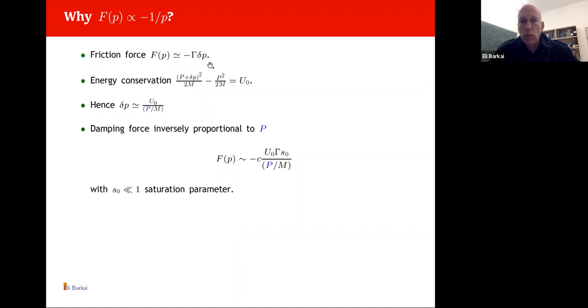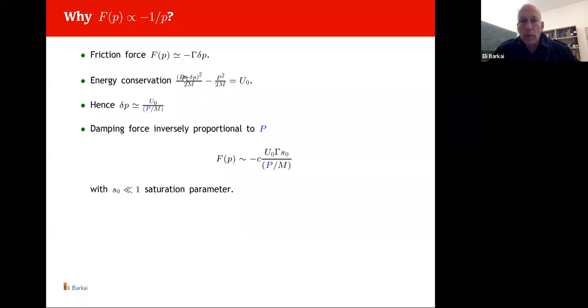Now, to prove this 1 over P law, which gives you essentially the physics here, all you need to do is use energy conservation. The momentum of the particle after it jumped down from the hill, like Sisyphus jumped down from the hill, is P plus delta P, and before it was P. And this kinetic energy has to be equal to the size of the drop, this U0. In the Sisyphus method, that will be the potential energy.